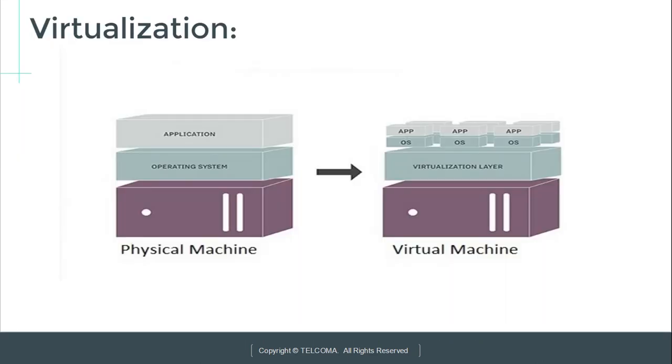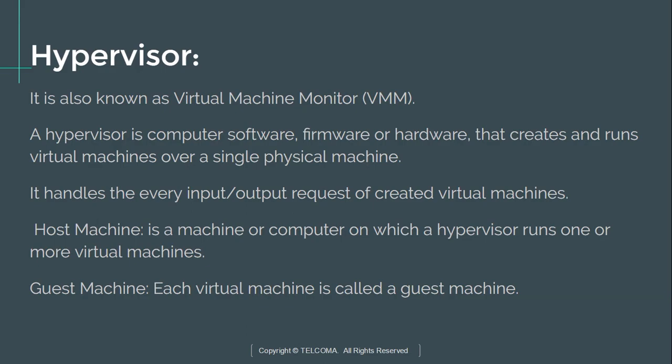This diagram shows the concept of virtualization. Here is a physical machine having a single hardware and operating a single operating system, and a single application is running over this operating system. In the same way, a virtual machine has a single hardware and a virtualization layer, or the hypervisor, over which we run multiple operating systems, and multiple applications can be run over these operating systems.